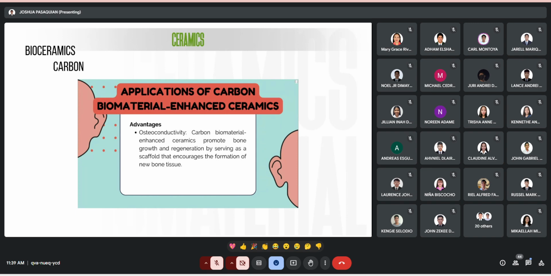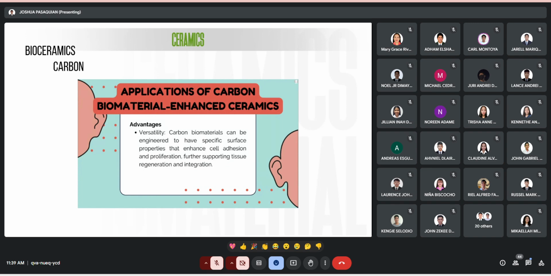Osteoconductivity. Carbon biomaterial enhanced ceramics promote bone growth and regeneration by serving as a scaffold that encourages the formation of new bone tissue. This osteoconductive property is essential for successfully integrating implants and grafts with the existing bone structure. Durability. These ceramics are durable and resistant to degradation over time, ensuring long-term stability and functionality of implants and grafts.